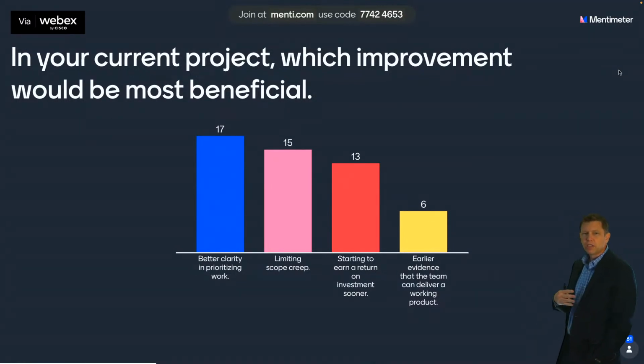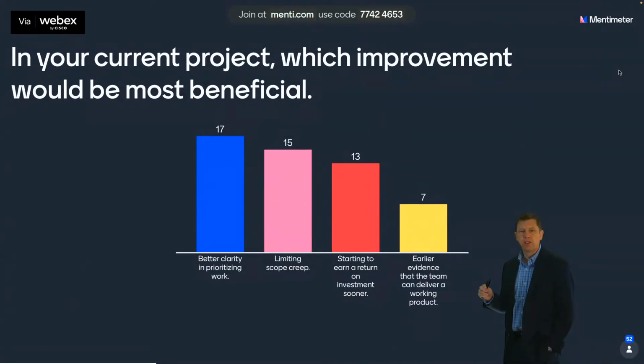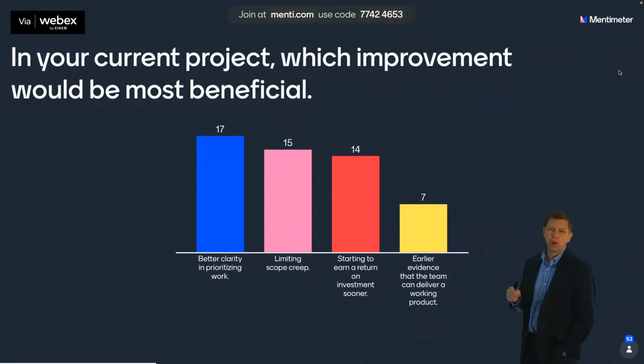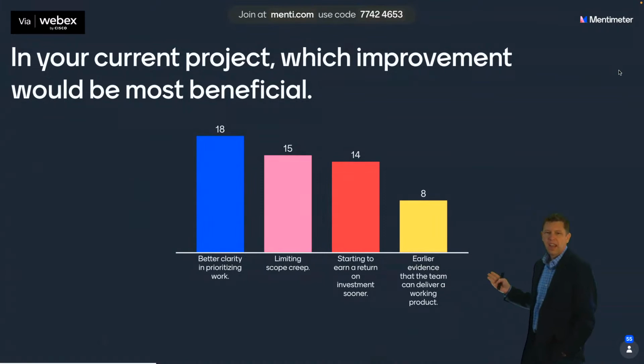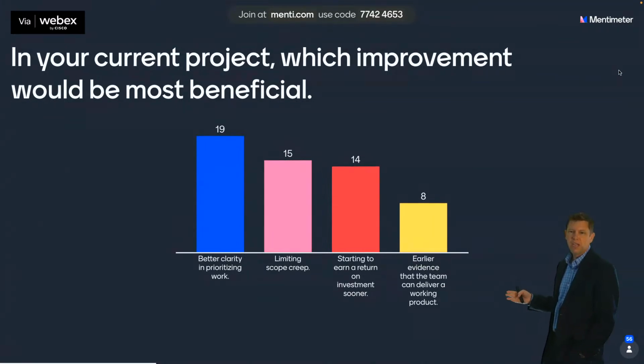Okay, so most of us are saying that in our current project, if we could have better clarity in prioritizing our work, that would be the most beneficial improvement. Second is limiting scope creep. Third is starting to earn a return on investment. And fourth is earlier evidence from the team that the team can actually deliver a working product.